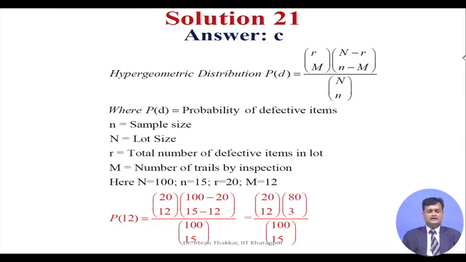So, here the appropriate distribution is the hypergeometric distribution. It is given as PD is equal to RCm times (N minus R)C(n minus m) divided by NCn, where PD is the probability of defective items, small n is the sample size, capital N is the lot size, R is the total number of defective items in the lot, and m is the number of defectives found by inspection. You can substitute the values and see that answer C is correct.